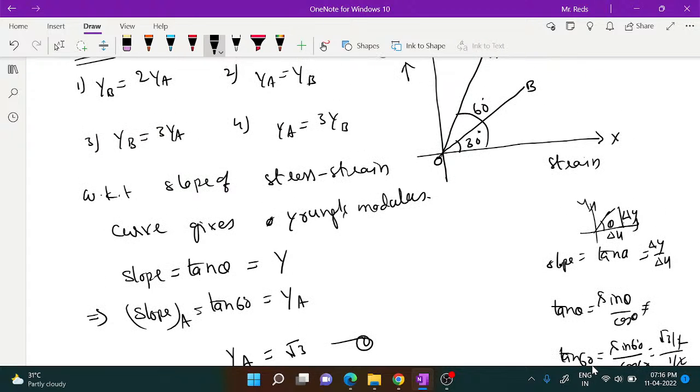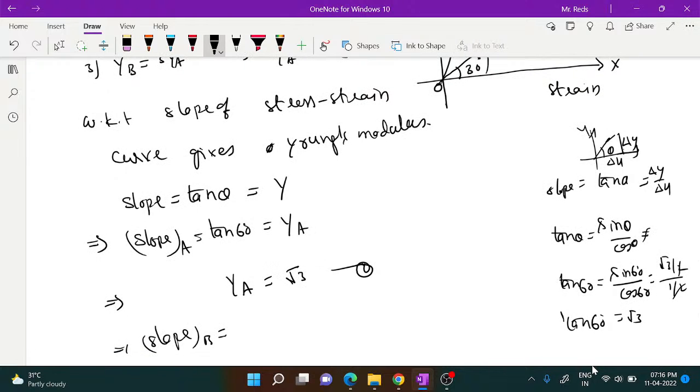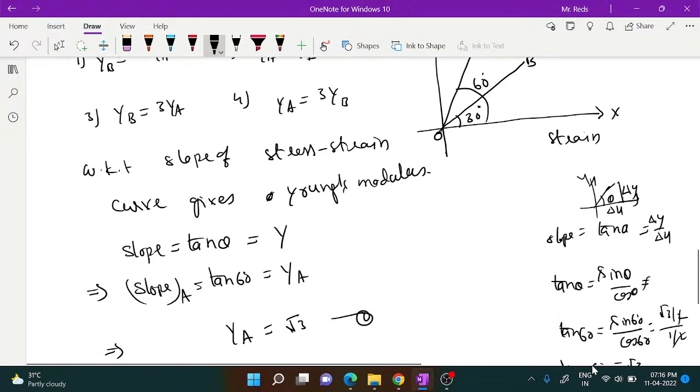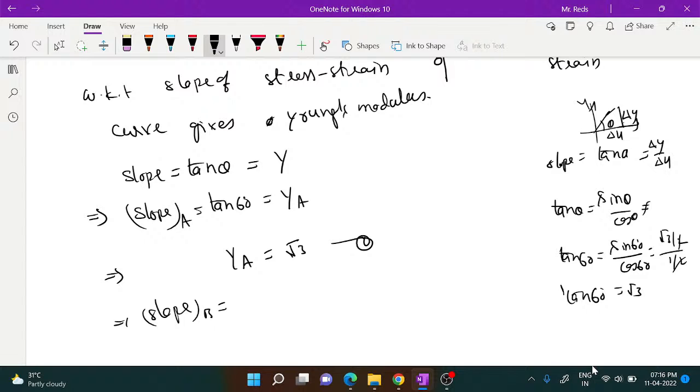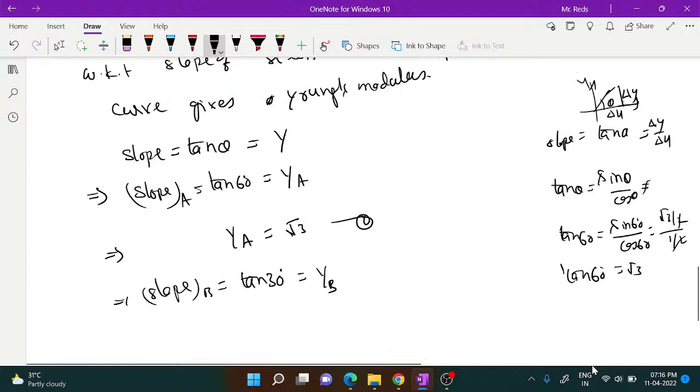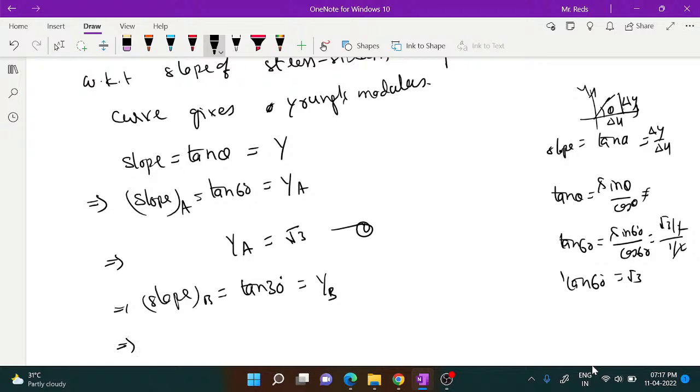The B curve makes 60 degrees with the x axis, so we take 30 degrees with the x axis. Let's take tan 30 degrees, which is equal to the slope of YB, the beaker, and that is nothing but the Young's modulus of that beaker. From this, YB is equal to tan 30, which is equal to sin 30 by cos 30.